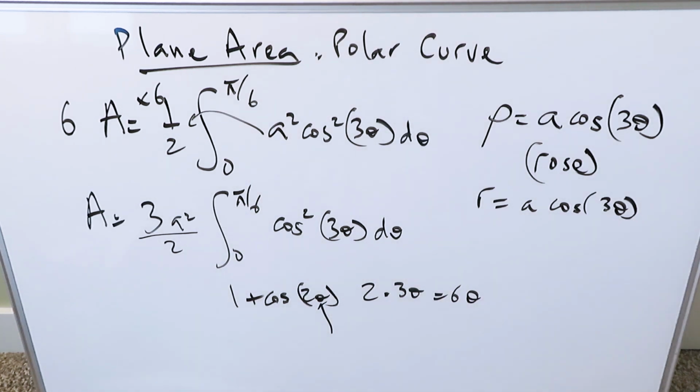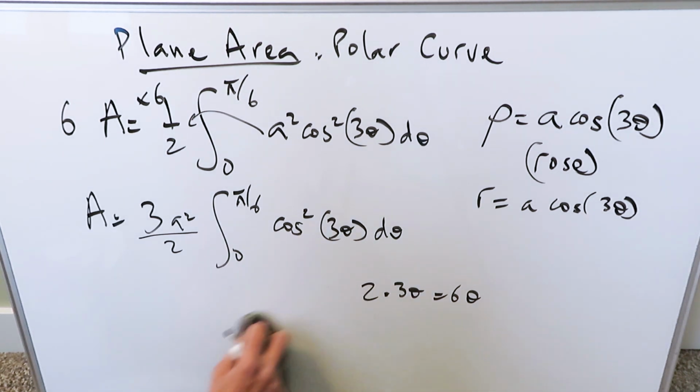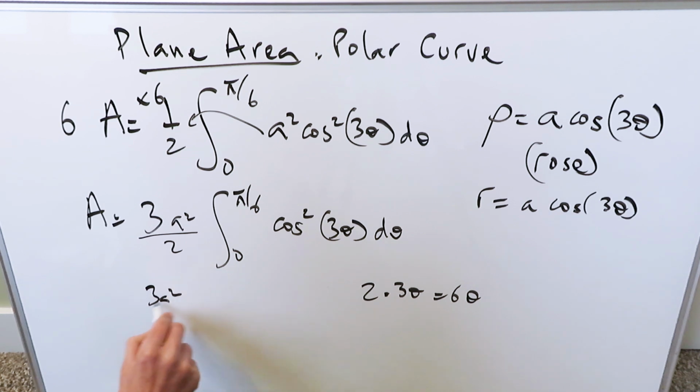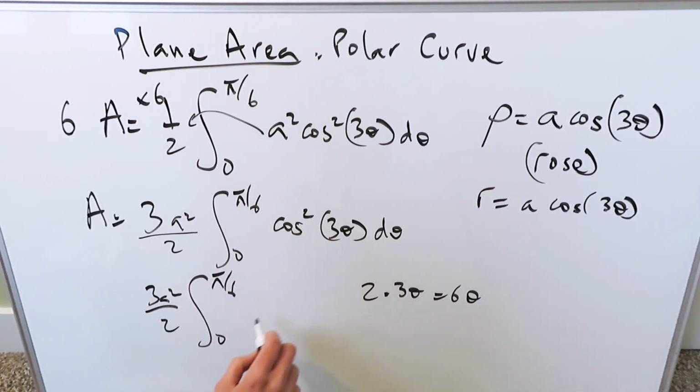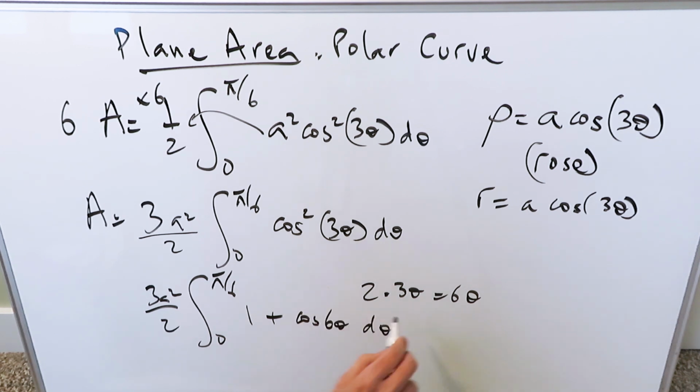When you bring in the half angle formula, or the power reducing identity, these items come about as I'm showing you. What we will have over here is 3a squared over 2, integral from 0 to pi over 6, of 1 plus cosine 6 theta d theta, and this right here is our integral.